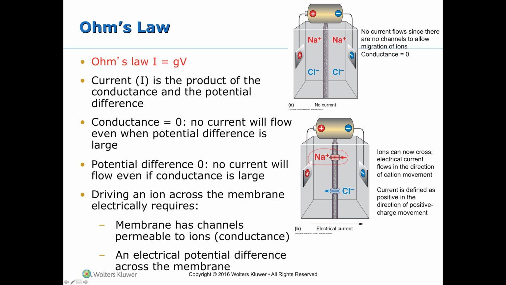So driving an ion across the membrane electrically requires there be some conductance, meaning that the membrane has some channels permeable to the ions, and that an electrical potential difference exists across that membrane. So both of these values should be something other than 0, right? In order for current to flow.